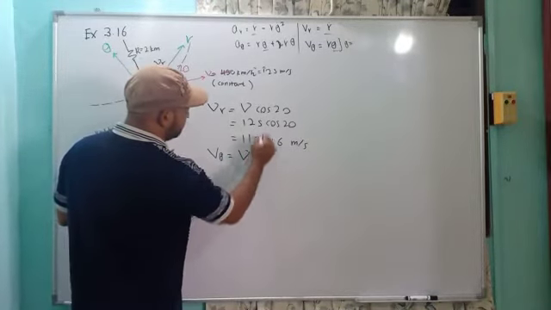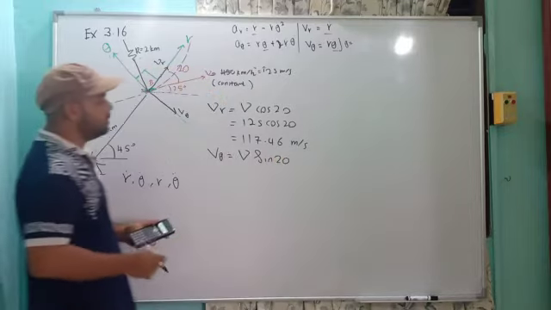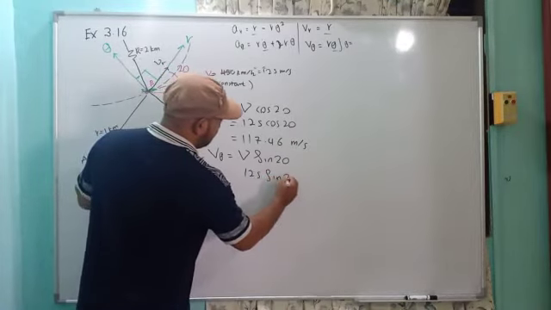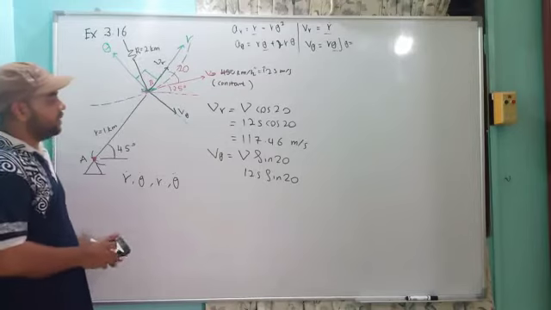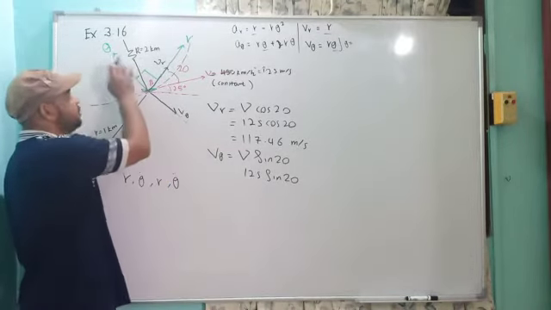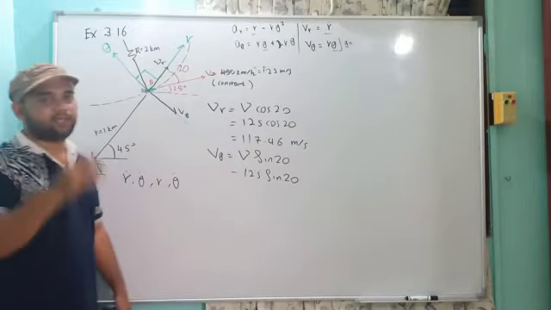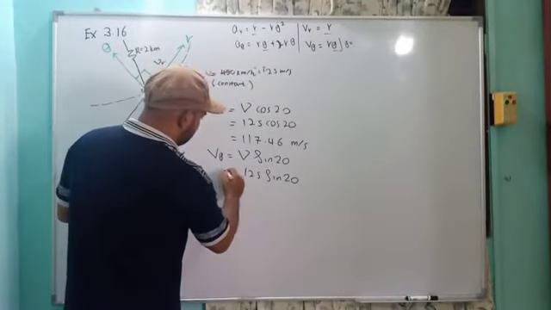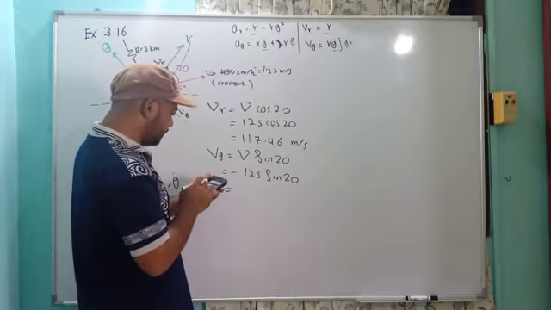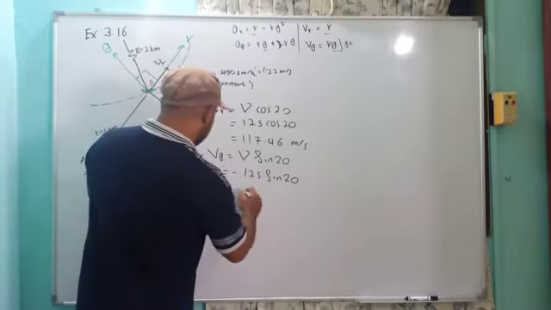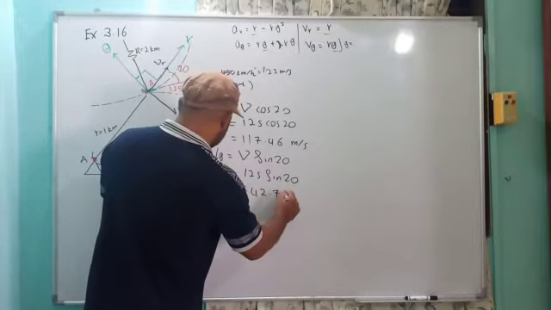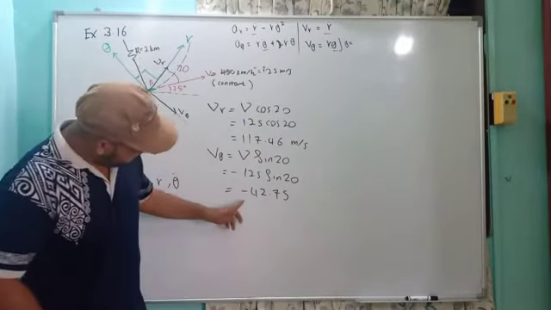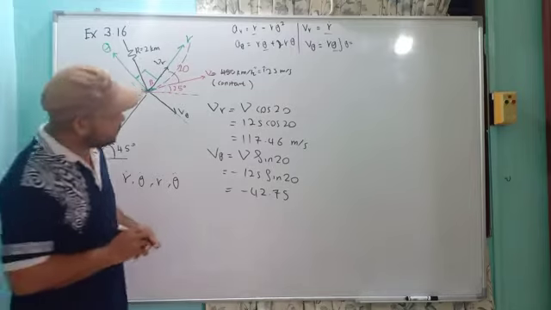Of course, this one is cos, this one is sine 20. The value of V is 125, so 125 sine 20. The V theta is downward, which is opposite of this one, so I have to put the negative value because it is opposite of positive theta. So the value is equal to 125 sine 20, which gives negative 42.75.